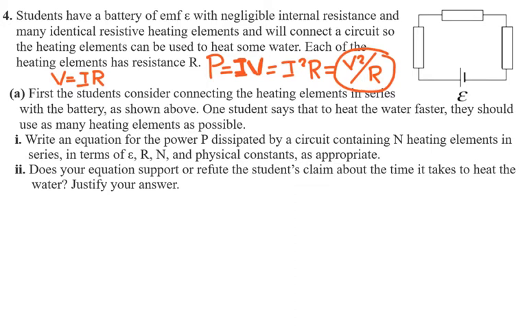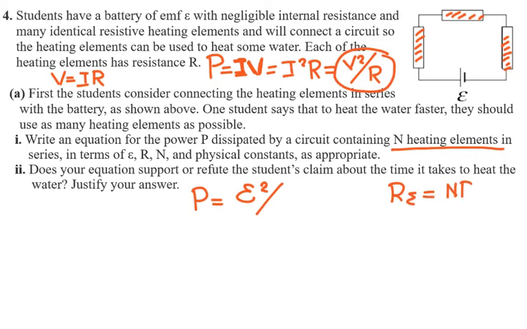But the total resistance in the circuit with n of the elements, so here you have 3, but they tell you there are going to be n heating elements. So one student says the more elements you connect, the faster the water is going to be heated. So you can prove that the power is equal to EMF squared divided by, and if you have n elements, your total resistance is going to be n times R, because each element has resistance R, divided by n times R.